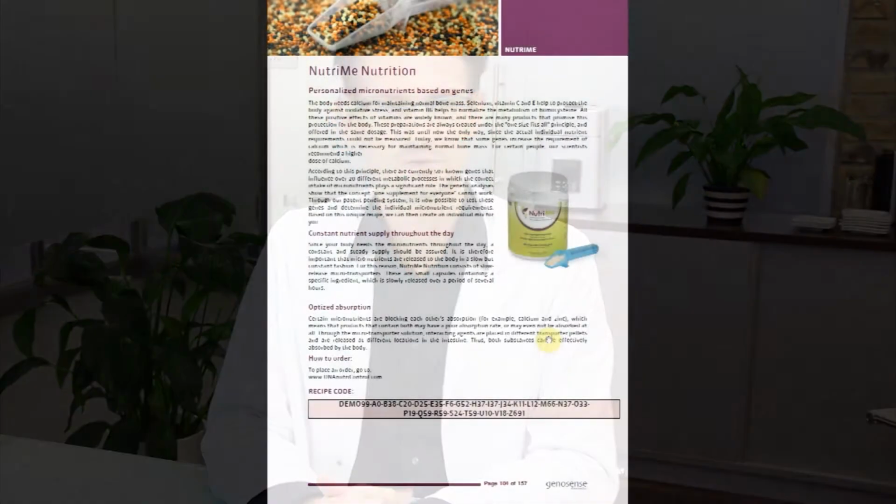And you can just try it for 3 months, or you can go for 12 months, and so on. So this is the option of how to order this as an additional supplement in case you want to make sure that you get the right nutrients in addition to the right nutrition.